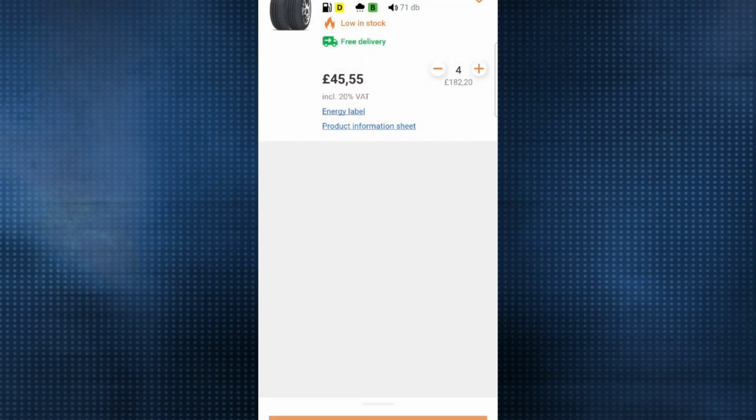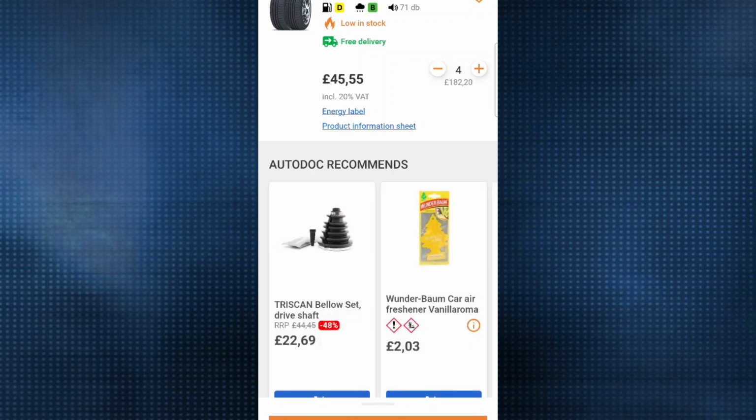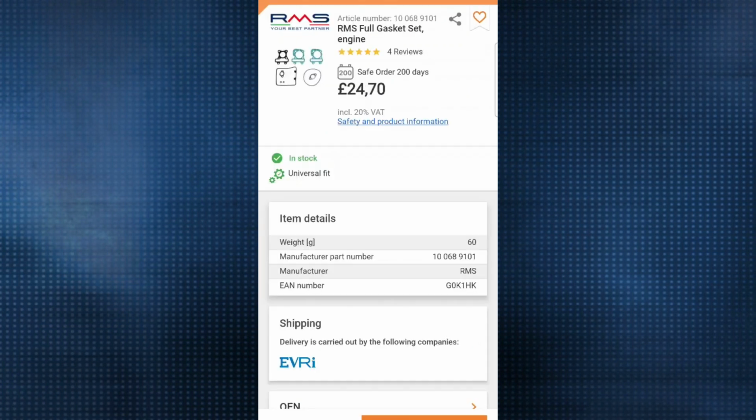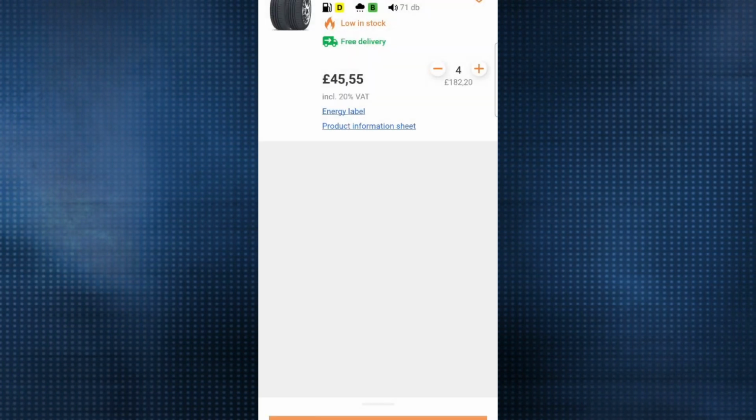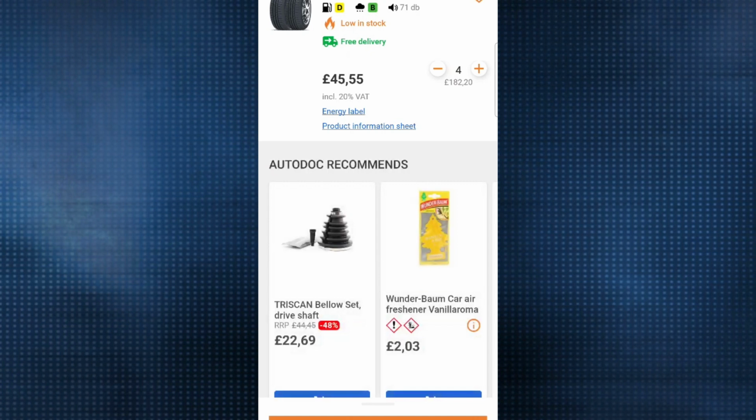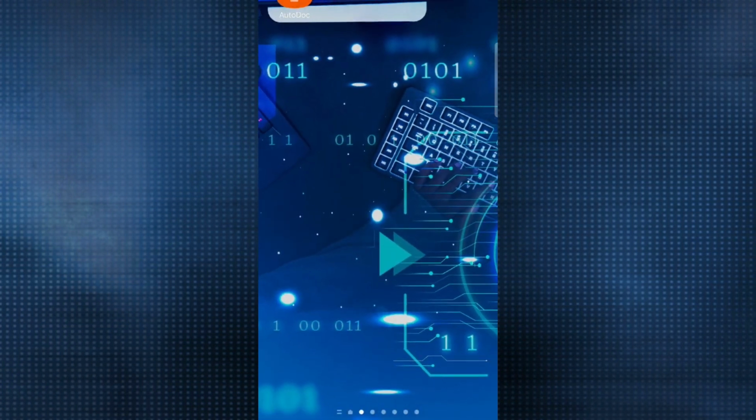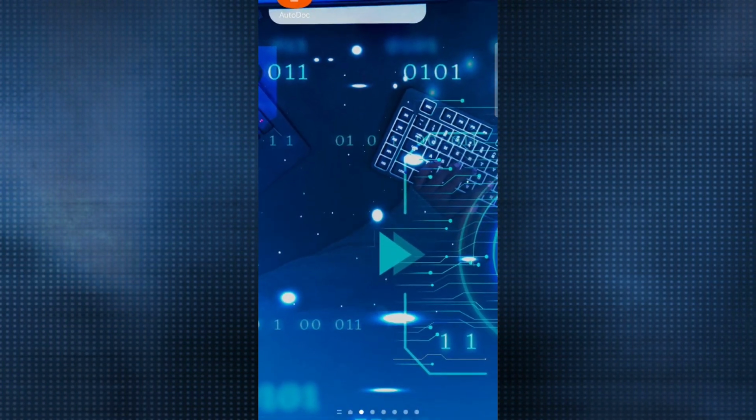For example, here you see it's written "Low in stock." That means the product is low in stock and it can go out of stock anytime. So the green sign with a green tick means the product is in stock right now, you will get a red tick if it's currently not in stock, and you will get an orange fire icon for low in stock. So this is how you can check real-time stock availability.